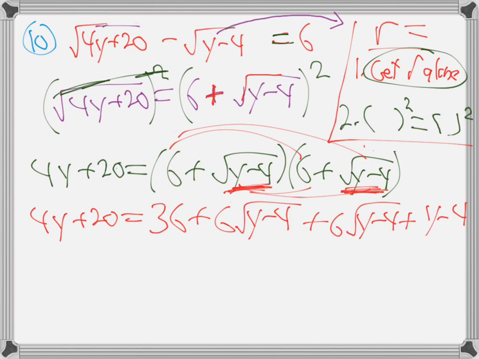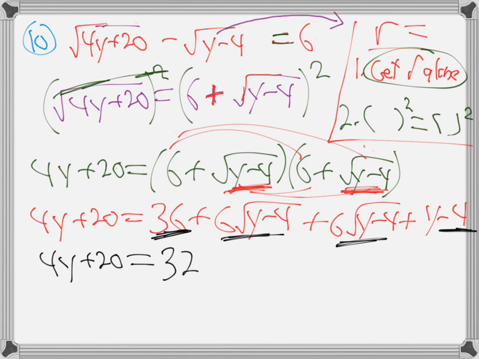Now what? This is ugly. Yep, it is. 4y plus 20. Let's group things up. 36, take away 4. 32. 6 root of y minus 4 and 6 more roots of y minus 4. 12 roots of y minus 4 plus the other y. Pretty bad, huh? It's a mess. It's like the problem's not really getting any better. It is. It just doesn't look like it.